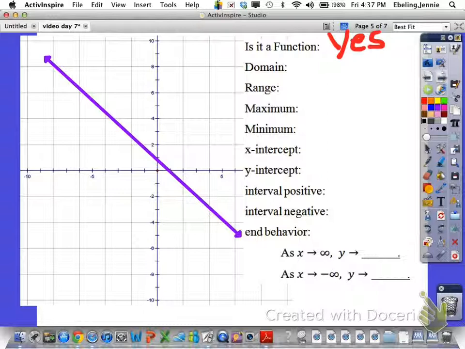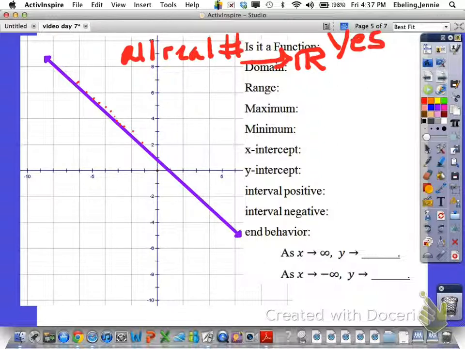Then I want to know the domain, the set of all x's. Well, we've got points that are all over this line. Those points use up all of the x values as the graph continues in both directions. So I'm going to put a double bar R there, and that means all real numbers. That's an abbreviation for all real numbers.